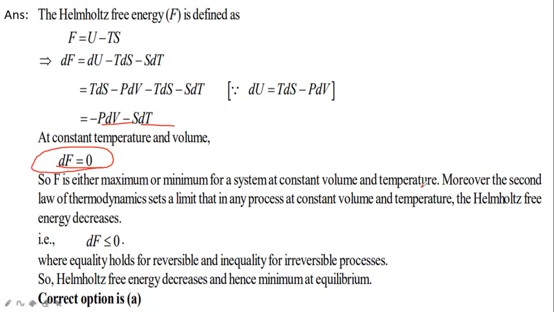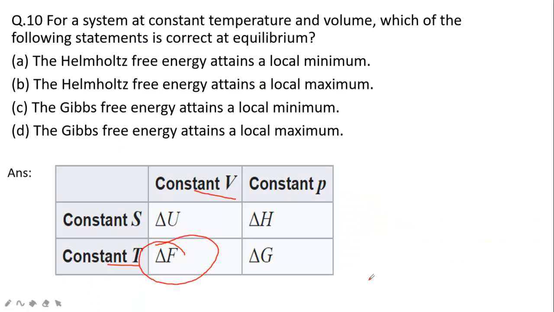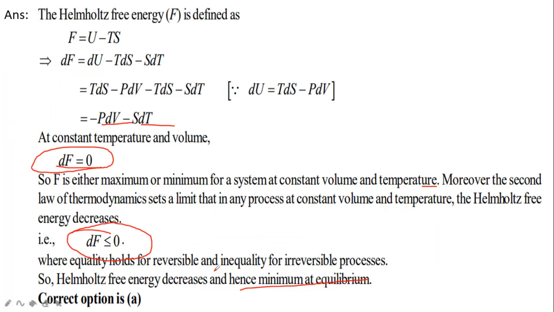Now we'll do an approach using the second law of thermodynamics. The Helmholtz free energy in any process decreases. It always has a value less than or equal to 0. So the Helmholtz free energy decreases and hence it has a minima at equilibrium. So the option will be A: the Helmholtz free energy attains a local minima. So there are two approaches you can see from here as well as from here.